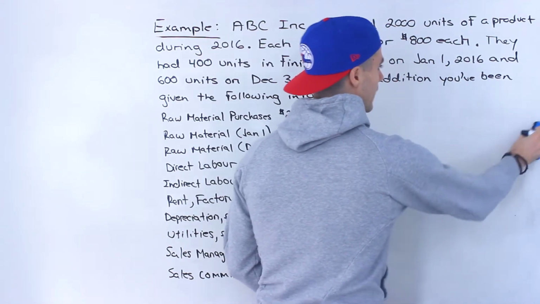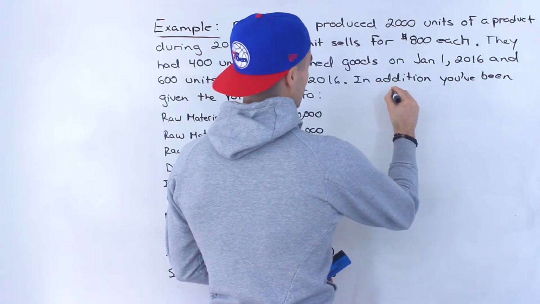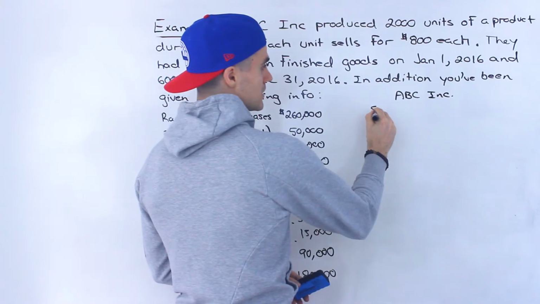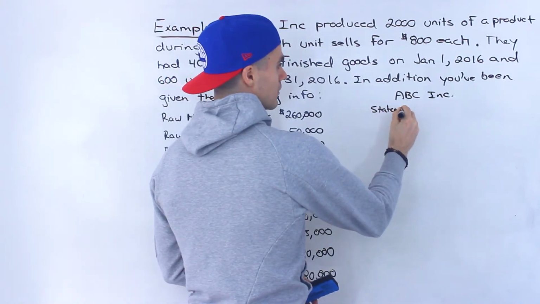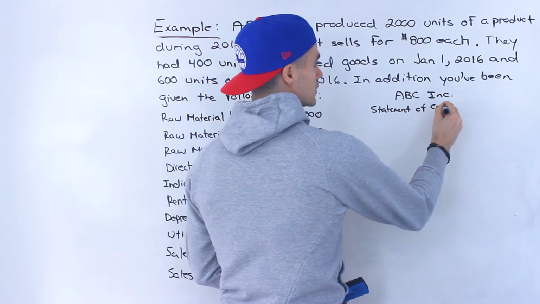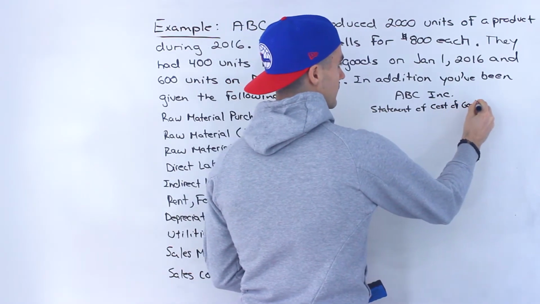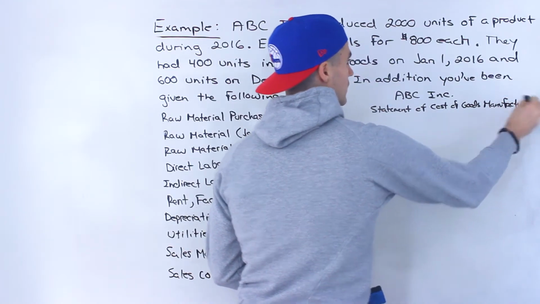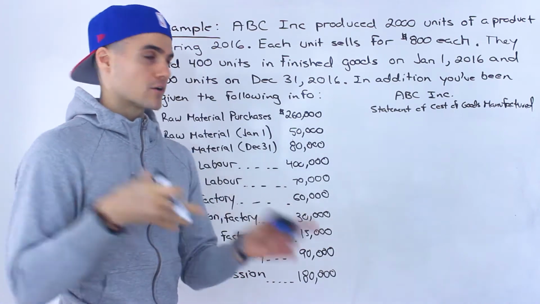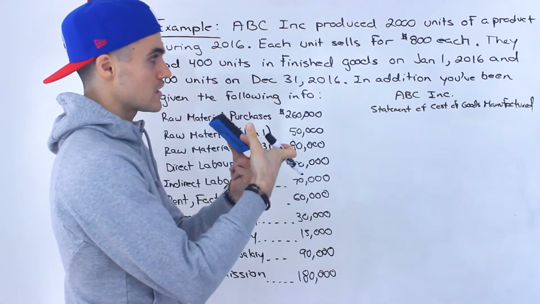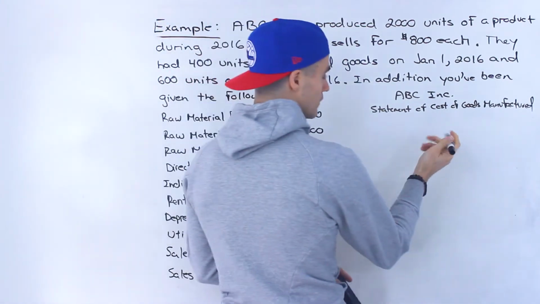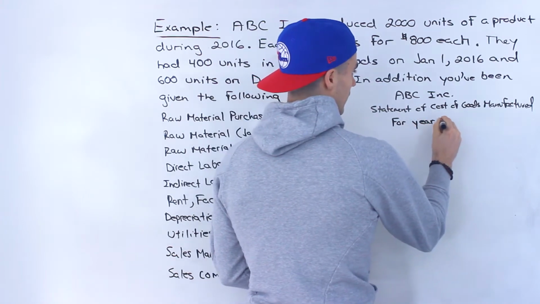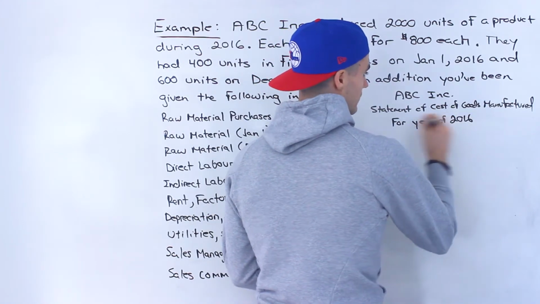So to put it in a proper format, let's put the proper titles. So we have ABC Incorporated. This is going to be a statement of cost of goods manufactured. And remember, a statement of cost of goods manufactured, similar to the income statement, is for a period of time. And in this case, we're going to be doing it for the period of 2016. So you could put year ended for 2016. I'm going to put for year of 2016.